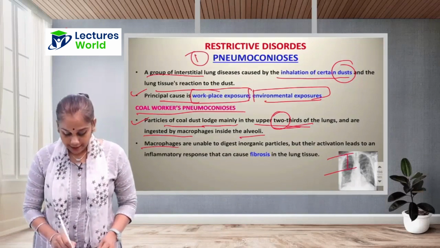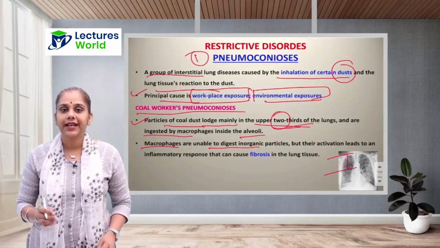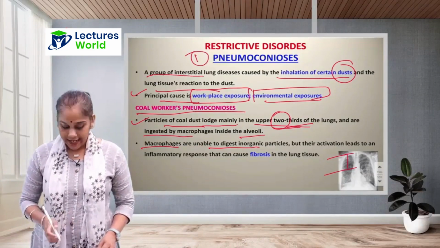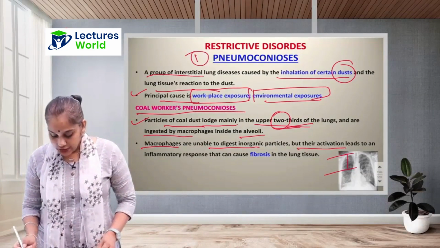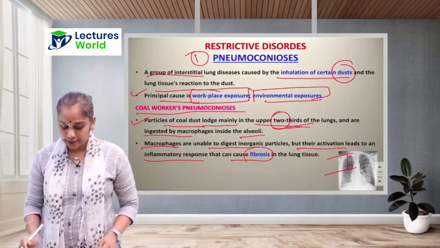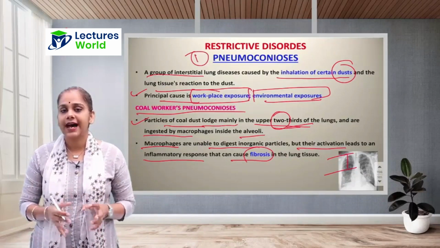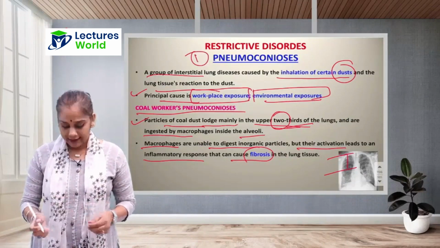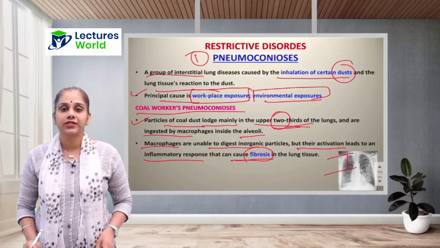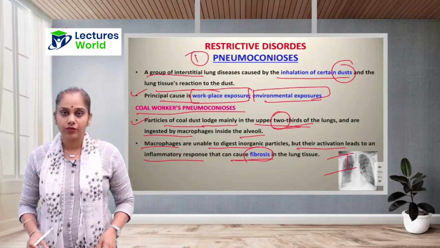Macrophages are unable to digest inorganic particles. Sometimes these macrophages are unable to digest them, but their activation leads to an inflammatory response that can cause fibrosis in the lungs. Sometimes macrophages fail to respond, and fibrosis can be seen in the lungs. So this is pneumoconiosis.